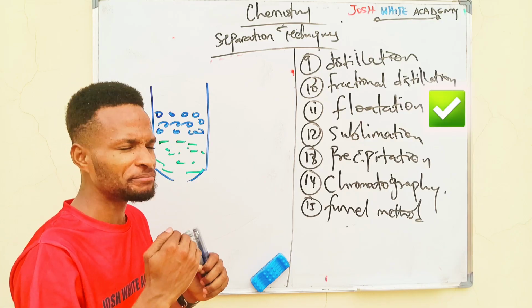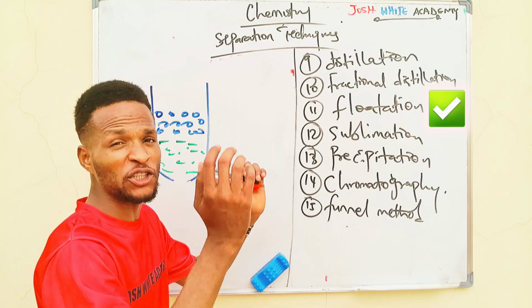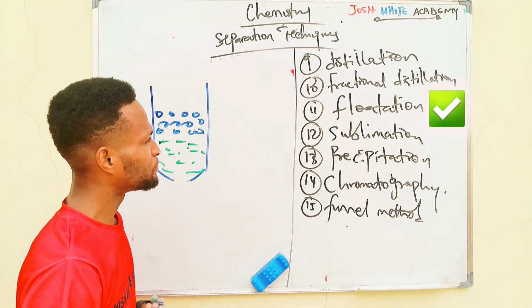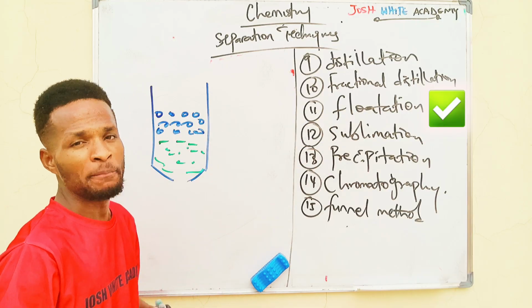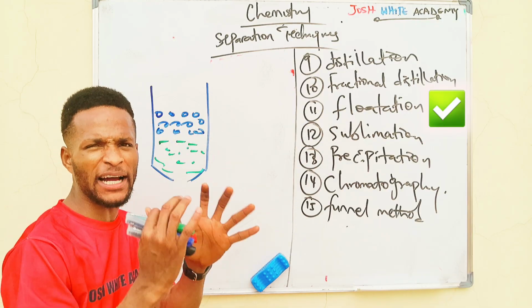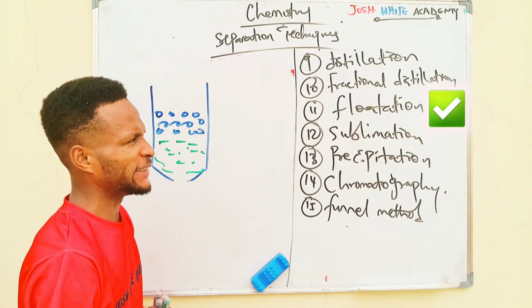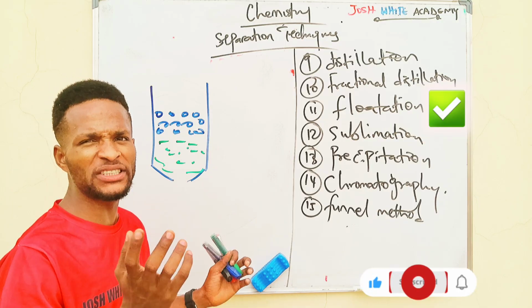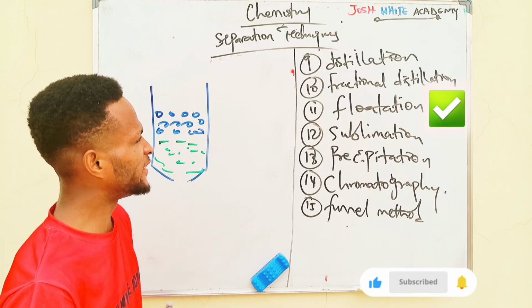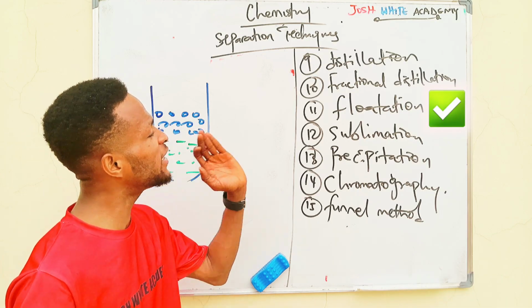Then it can be used to extract the metal. So that's flotation. The low-grade ore is ground to powder, mixed with water and air. Then it is filtered to obtain the ore. The next one is sublimation.